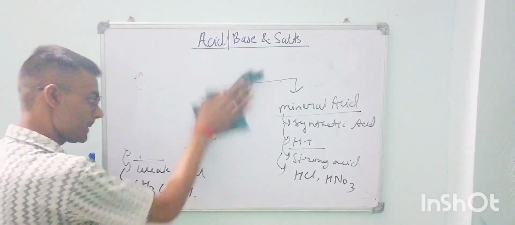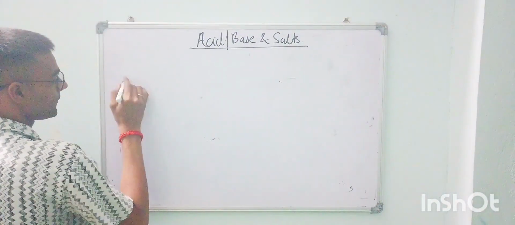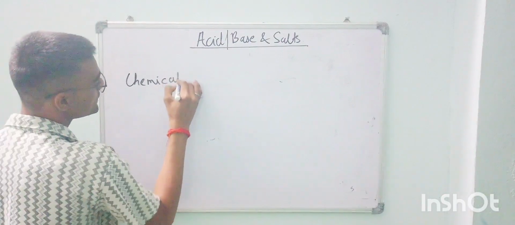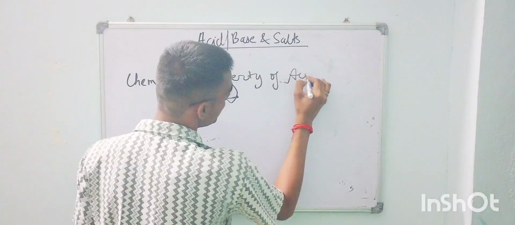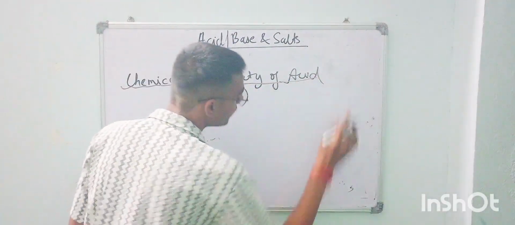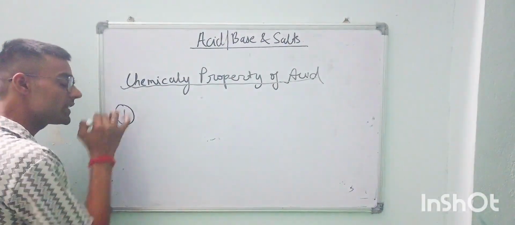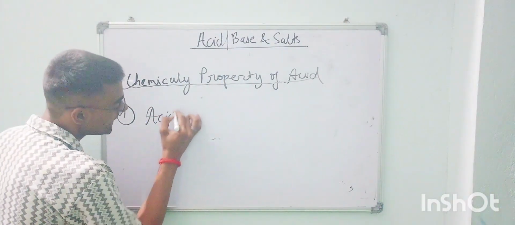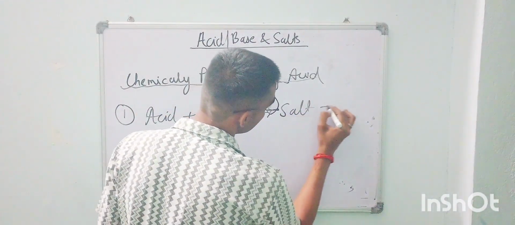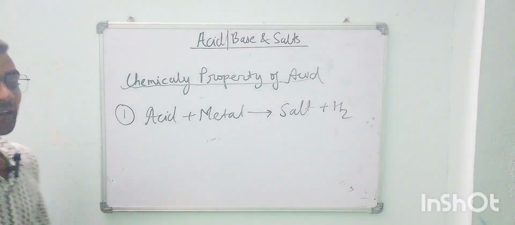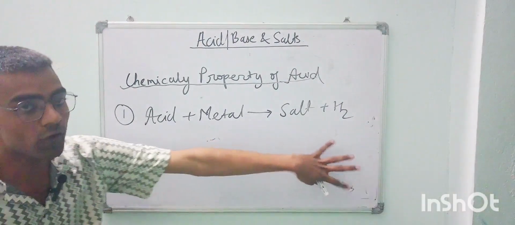Now we are going to discuss the chemical properties of acids. The first chemical property says that when an acid reacts with a metal, it gives salt plus hydrogen.